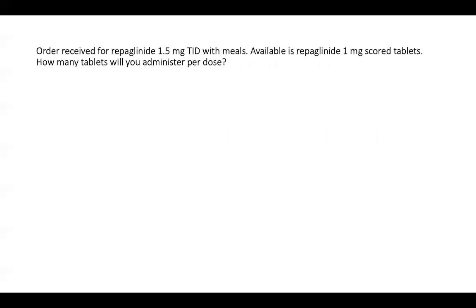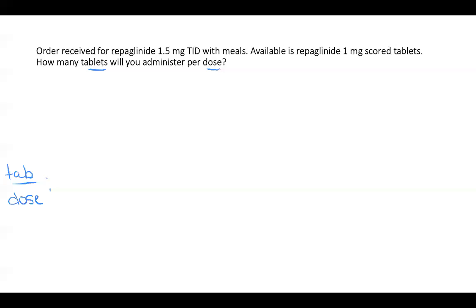Okay, let's start with this problem. This is an order we received for repaglinide, 1.5 milligrams TID with meals. Available is repaglinide, 1 milligram scored tablets. And the question says, how many tablets will you administer per dose? Step 1, what are we looking for? The question says, how many tablets will you administer per dose? So we're going to write tablets per dose on the left-hand side of our page. That's our reminder of what we're looking for.